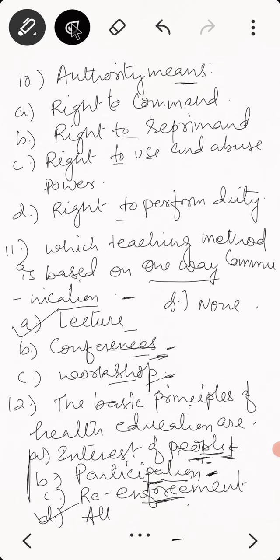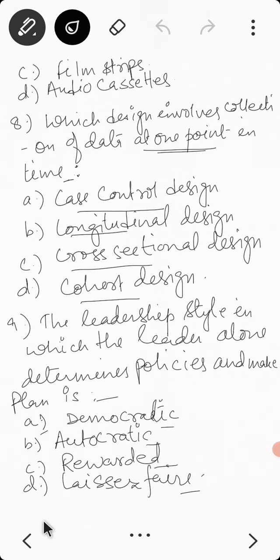Okay, the next question: authority means right to what? Right to command. Right, this is the right answer for this question. Okay, moving on to the next question.